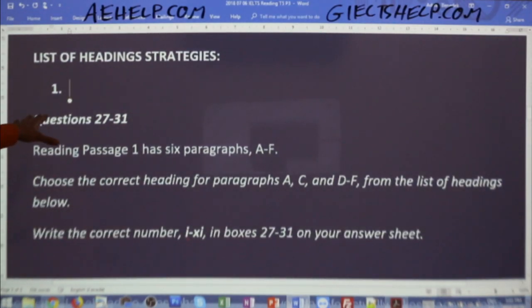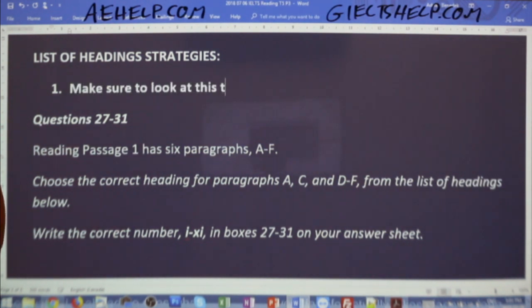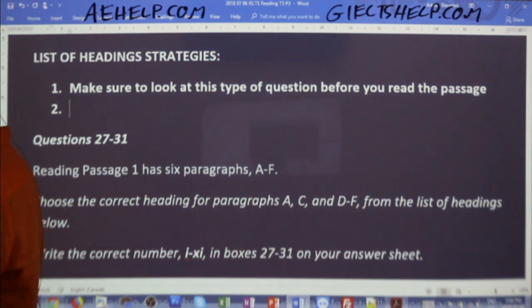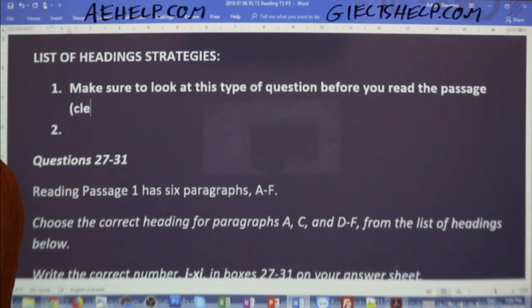So strategy number 1 for list of headings is make sure to look at this type of question before you read the passage. Okay? So that's one very important point. That's why it's given to you before the passage. Clearly, it is given to you before the passage, okay?